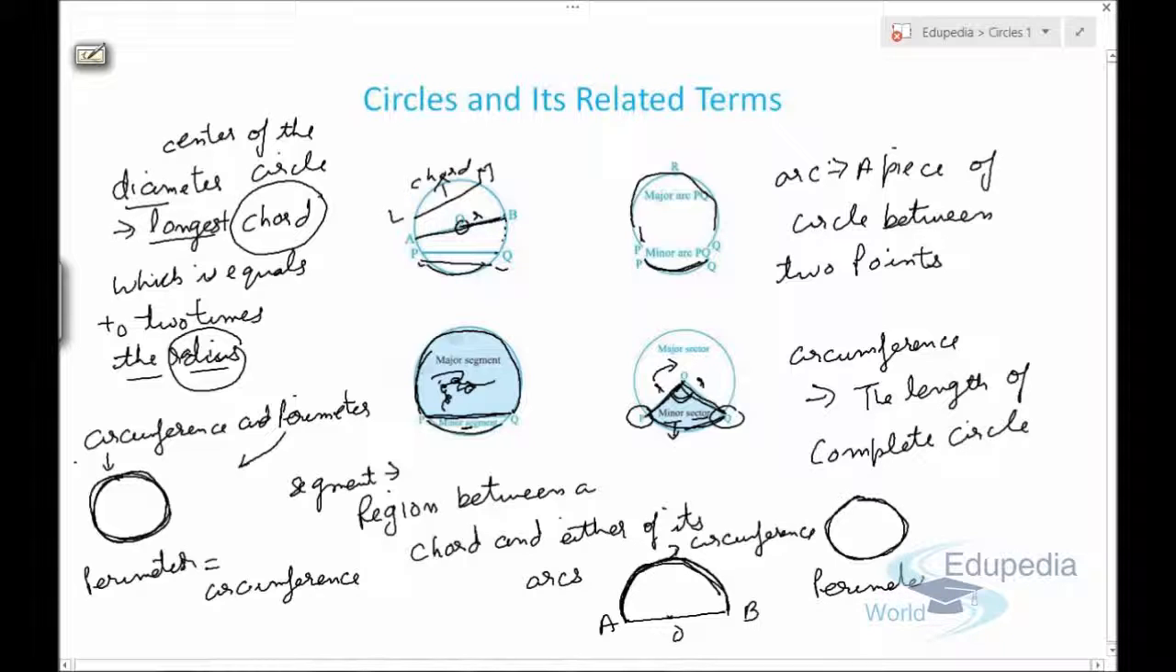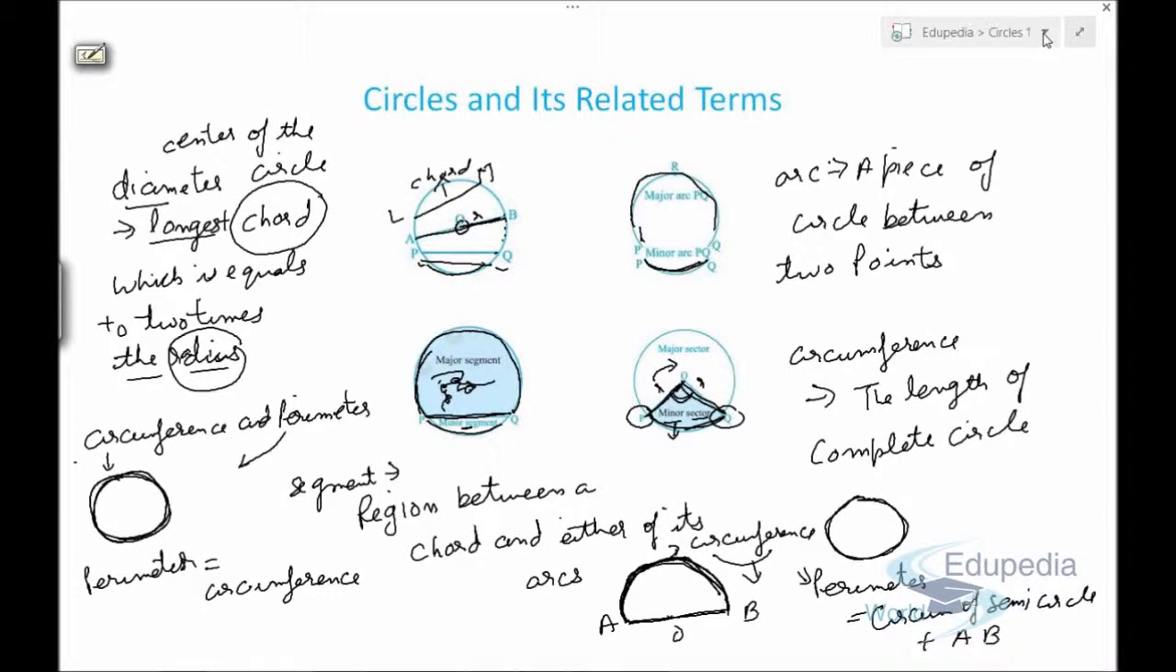now perimeter is the length of a boundary, right? Then the length of the boundary will be this length of a half circle, which is the circumference of a semicircle, plus this length. So perimeter will be the circumference of the semicircle plus length AB. So there is a difference between the circumference and the perimeter of a semicircle. So you have to be very careful when you use perimeter and circumference. You must be very clear about the difference between these terms.